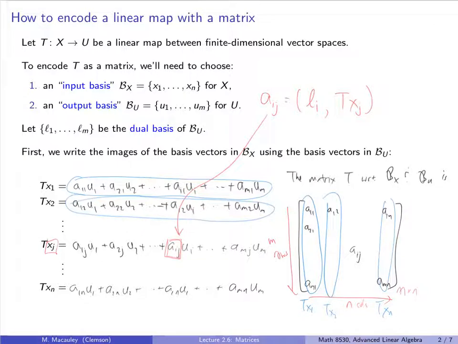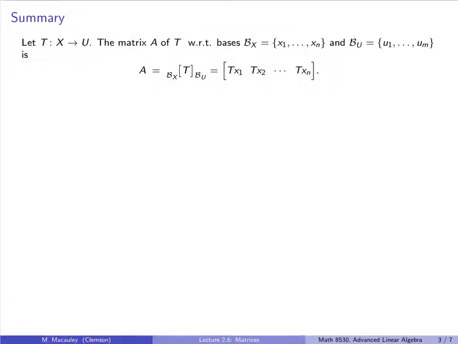And of course, that means that the ij entry is what you get by going down i and over j. Let's summarize what we just did, because it's important. If T is a linear map from X to U, then the matrix, let's call it A of T, with respect to the bases Bx and Bu, is just the image of the columns of the input basis. Now, these are the column vectors.